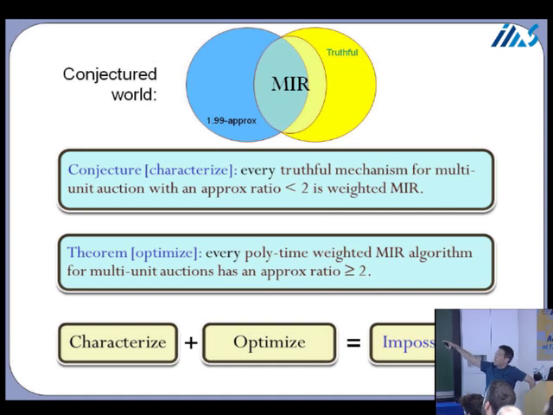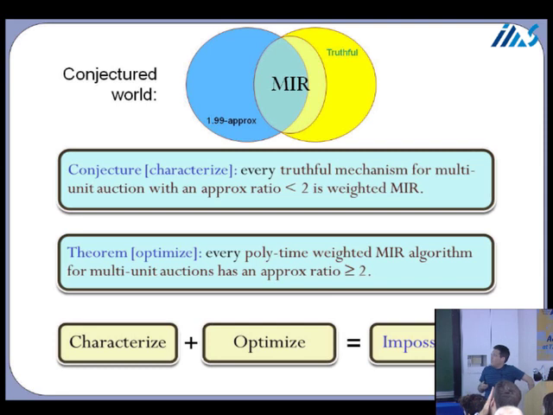So the blue circle denotes all algorithms that provide an approximation ratio better than 2, not necessarily ones that run in polynomial time. The yellow circle denotes all truthful algorithms, and the conjectured characterization says that everything in the intersection of these two circles is a maximal range algorithm. And of course, we have maximal range algorithms that are not truthful. All right, so this is a conjecture.